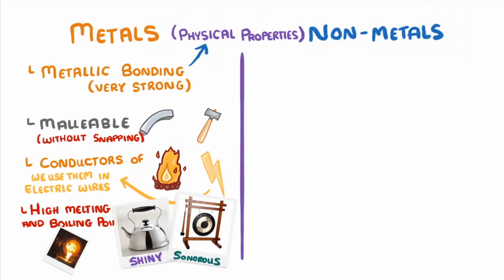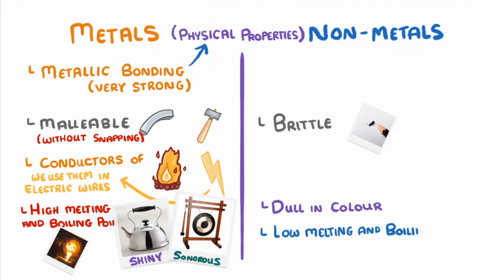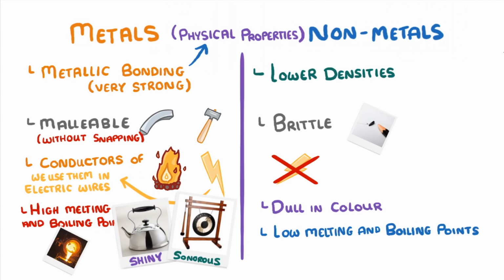Non-metals, on the other hand, tend to be dull in colour, brittle, which means they easily break, like the carbon in your pencil, and generally have low melting and boiling points, with many of them being gaseous at room temperature. They're also poor conductors of electricity, and generally have lower densities than the metals, which means they weigh less for a given volume.